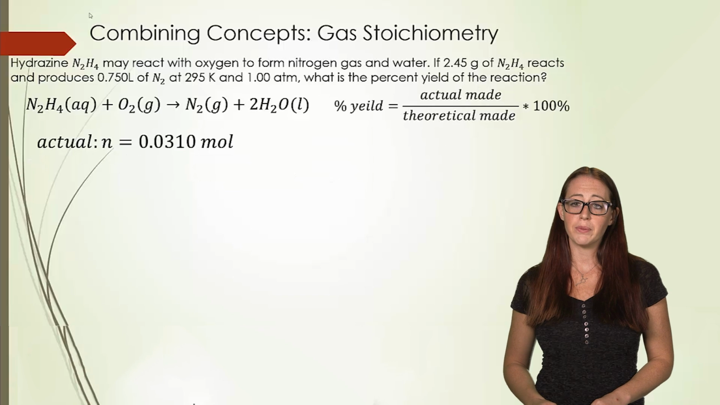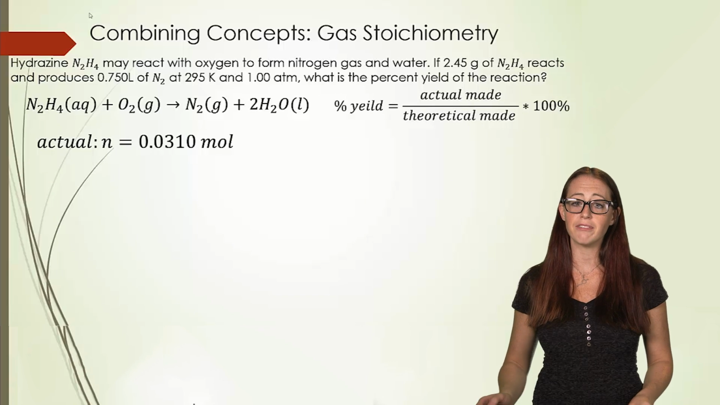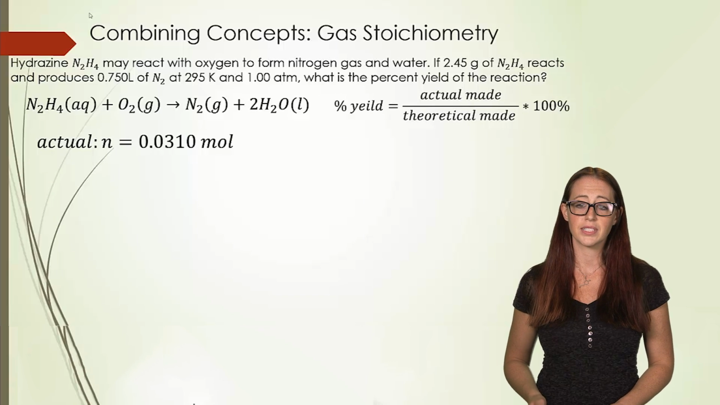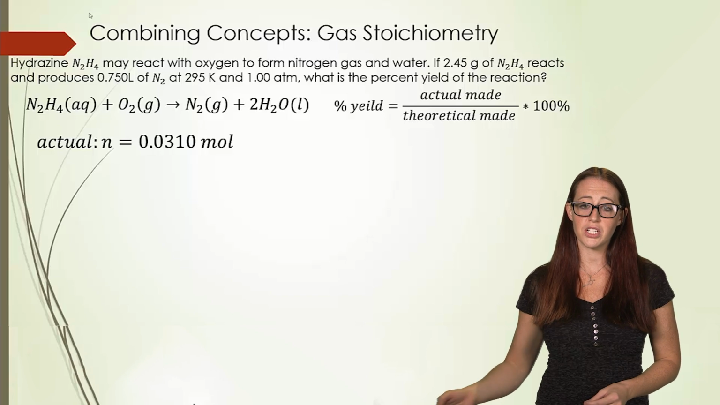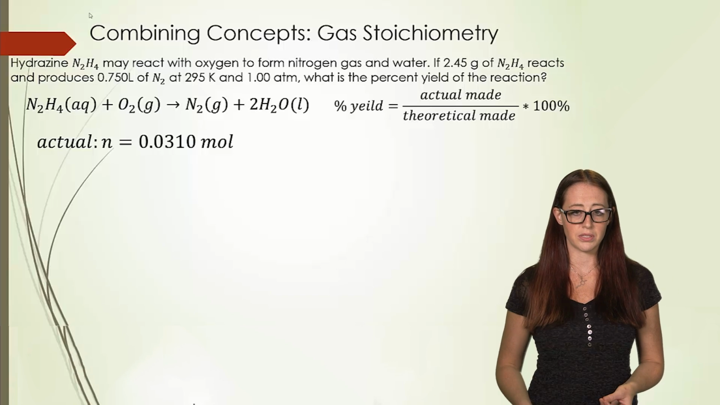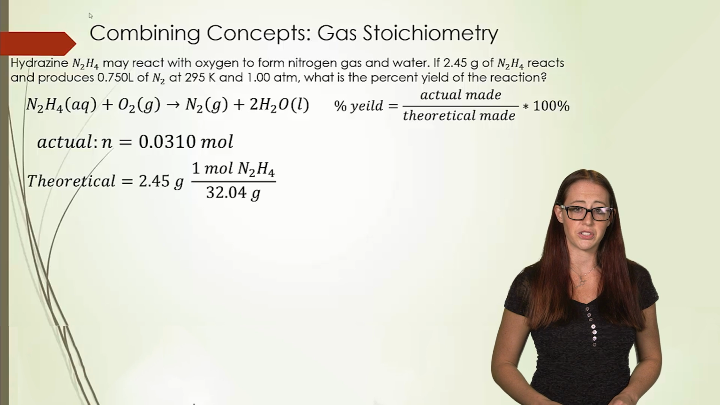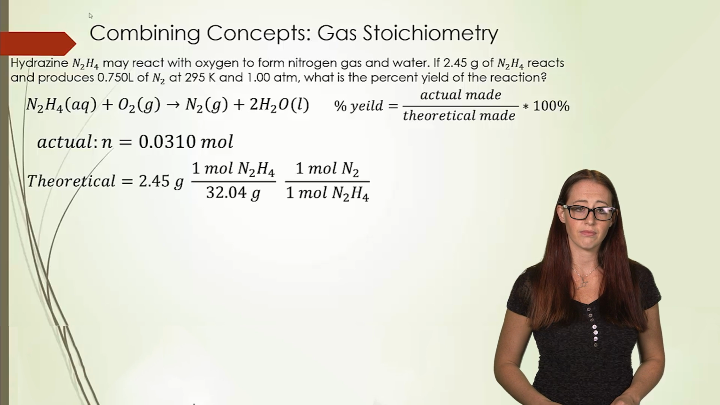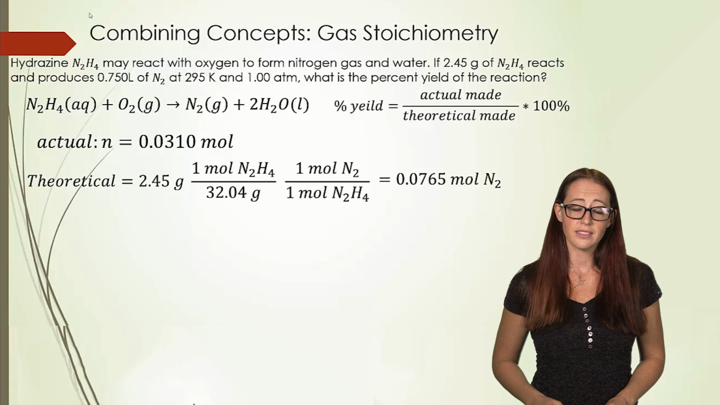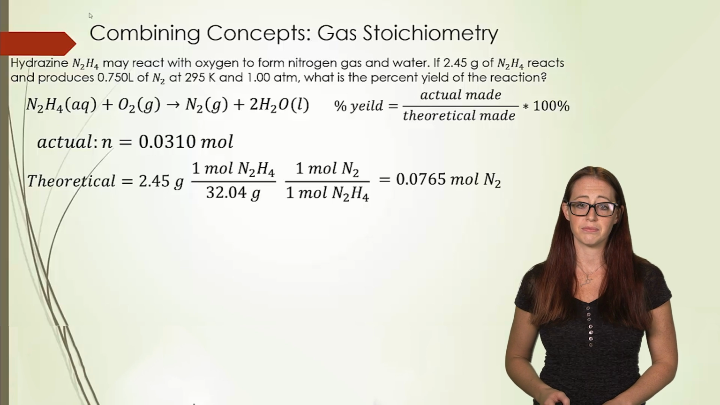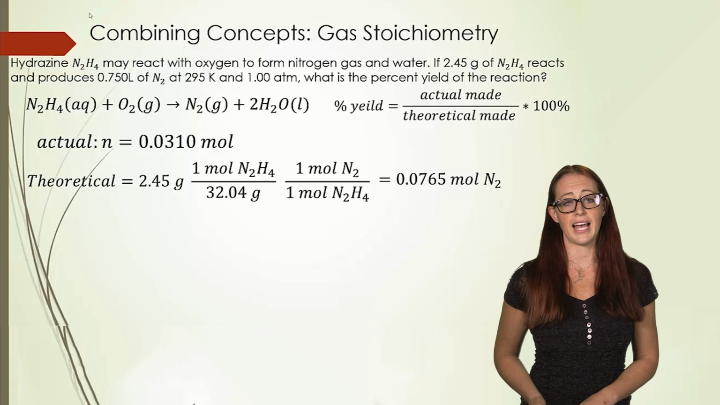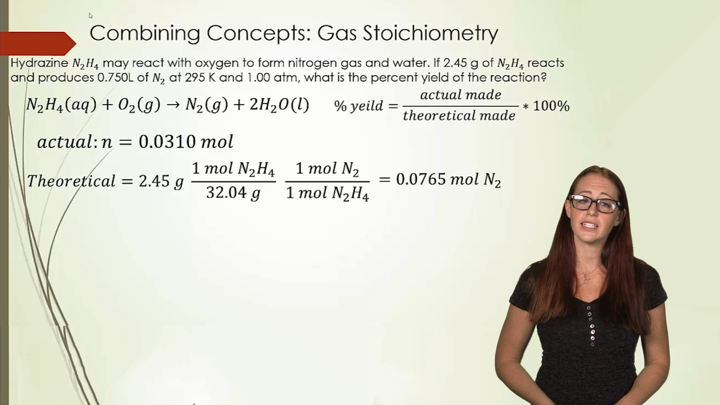For the next part, we can calculate how much we would produce if every bit of it was converted as expected. The grams of hydrazine can be converted into moles of nitrogen by first converting to moles of hydrazine, and then to moles of nitrogen. From here, we get our values for our moles of nitrogen that we would theoretically produce. Our very last step is to actually fill this in and get our percent yield.